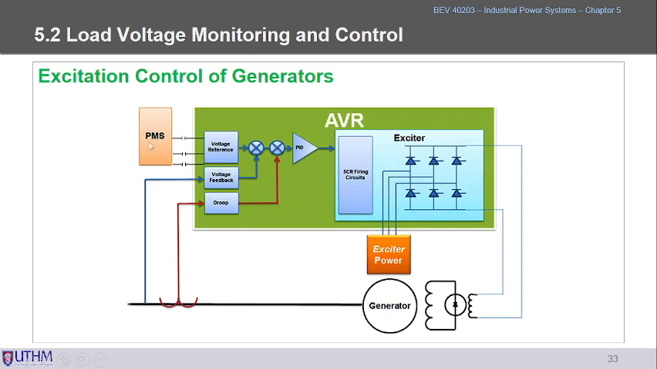The PMS is the power monitoring system. So we enter into the AVR to control the generator through the exciter.